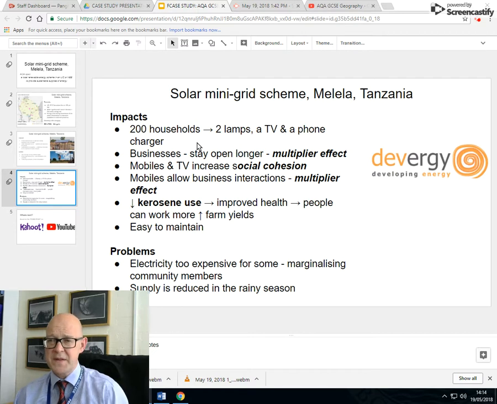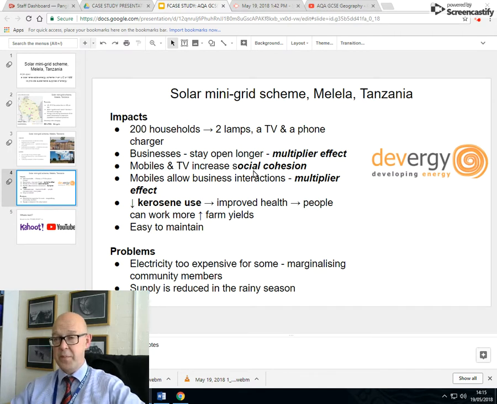And then they can start businesses. So businesses also can stay open longer. Multiplier effect: people can be paid, people can do more trade. Mobiles and TV increase social cohesion. Remember your SHEEP factors. That social one often gets left out. Social cohesion means that people feel more connected as a group. They can then have a political voice, and then can start asking for things. They might get a voice that allows them to get infrastructure because the local person wants to be elected. All these things, talking in general terms, but social cohesion, very, very powerful.